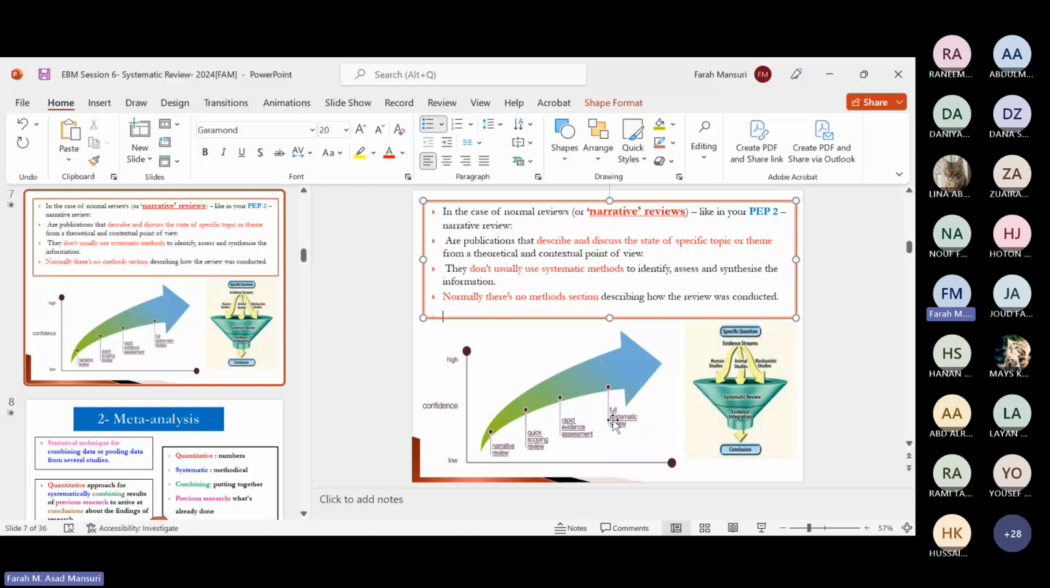While a systematic review might take 3 to 6 months to collect the data, to organize the methods, to extract the information, and then apply the meta-analysis. So it's a long process, systematic review, but with higher evidence.